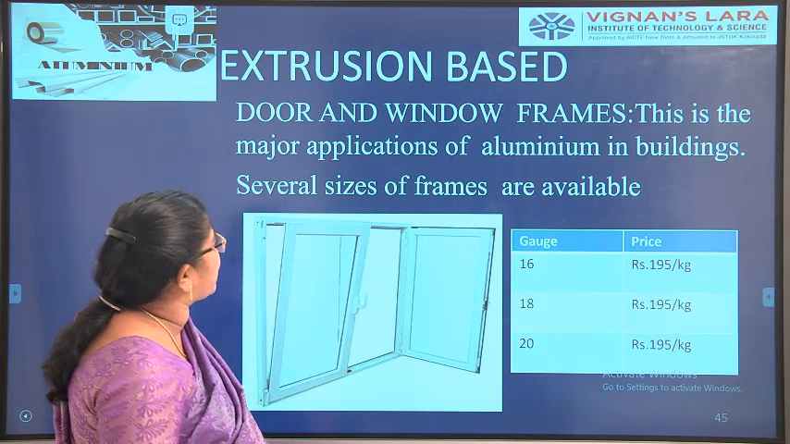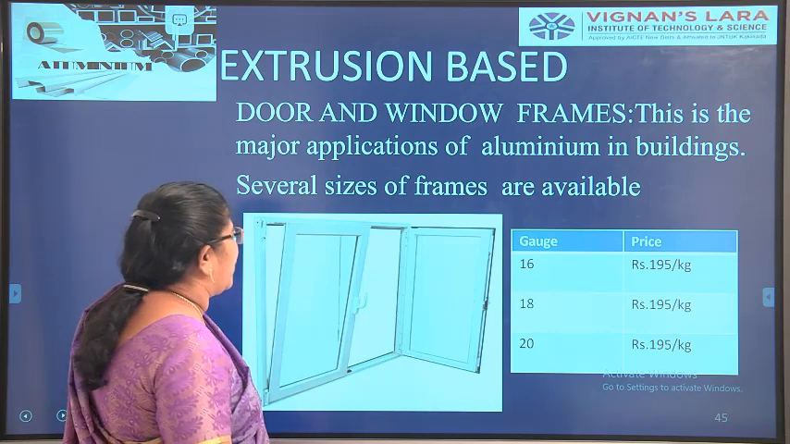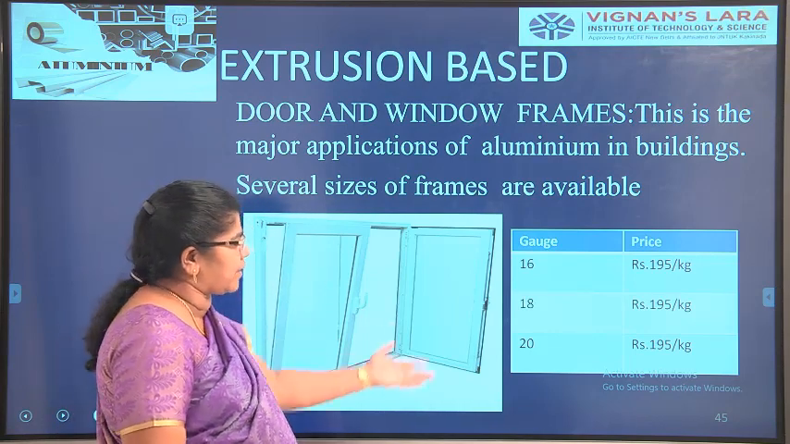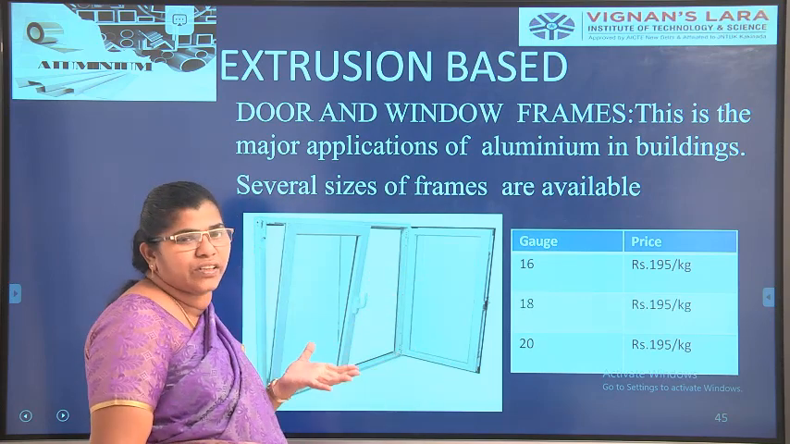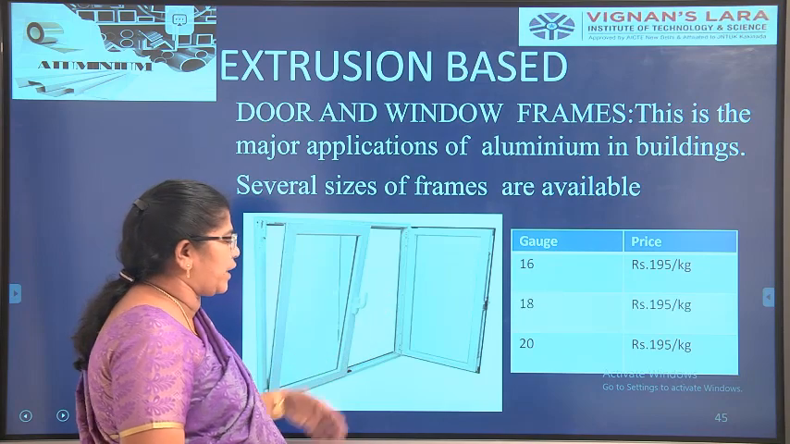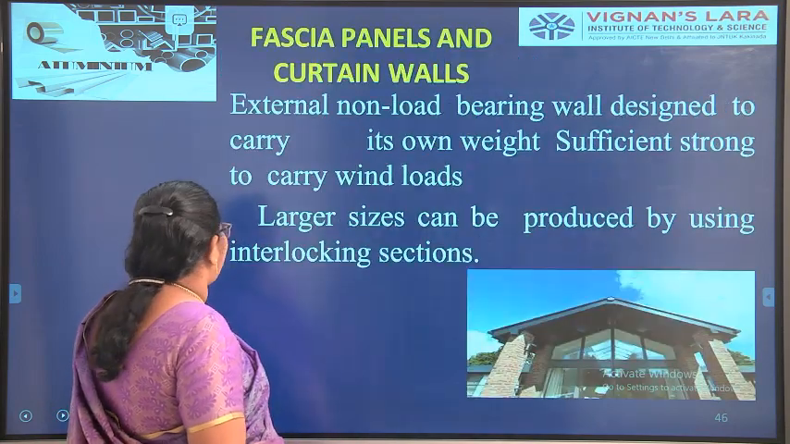And the extrusion base we are using, we have already told you, it is for windows. It is 16 gauge, 18 gauge, 20 gauge. Gauge is the weight by which the windows are classified. It is mostly around 195 rupees per kg.